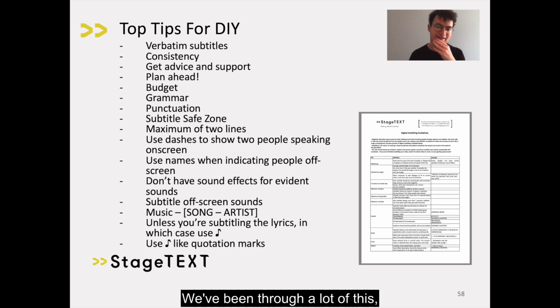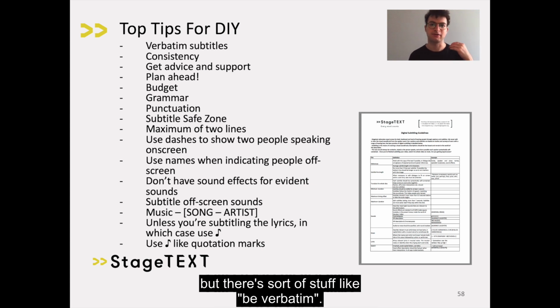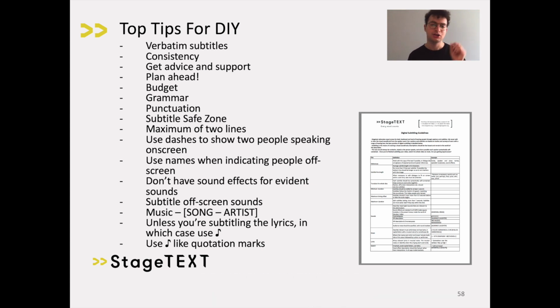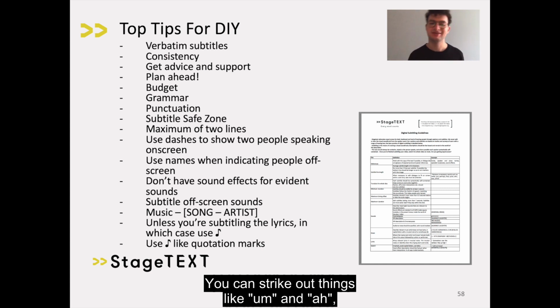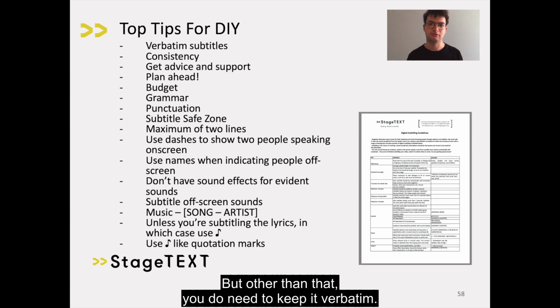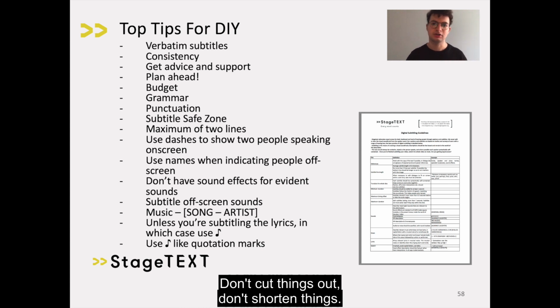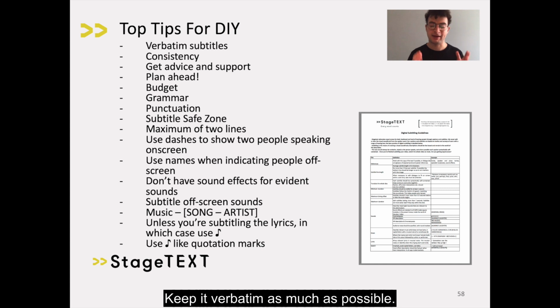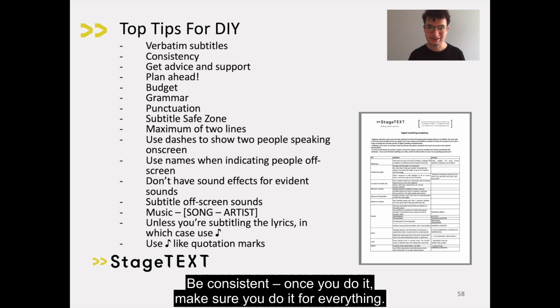We've been through a lot of this, but subtitles need to be verbatim, so they need to be accurate. You can cut out things like "and" because they don't really add anything, but other than that, you do need to keep it verbatim. Don't cut things out, don't shorten things, keep it verbatim as much as possible. You need to be consistent, so once you do it, make sure you do it for everything.